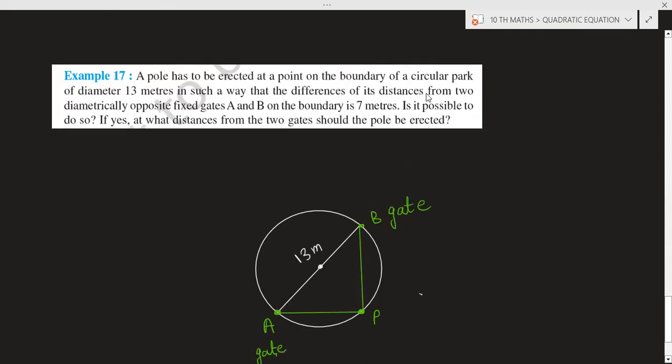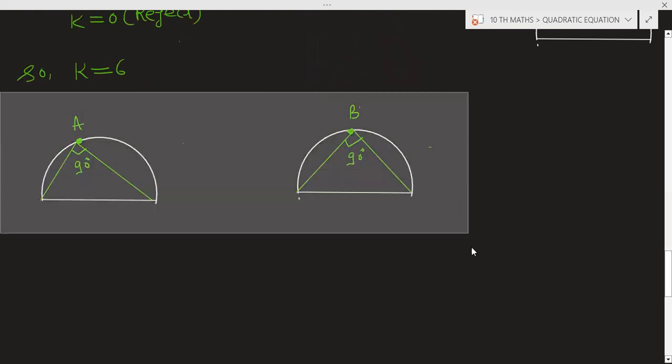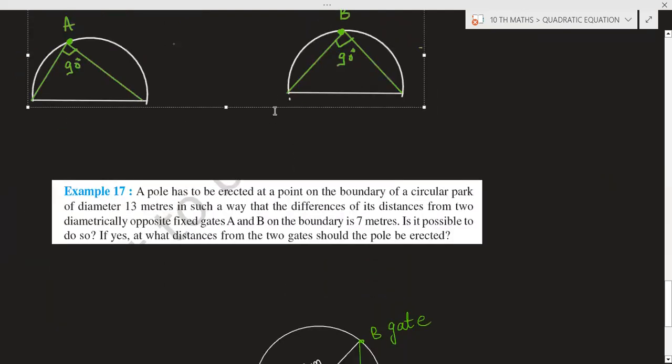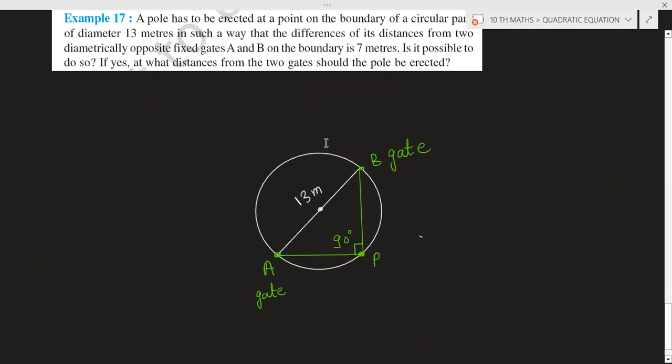The difference of its distances, its distance means the distance of the pole, from the two diametrically opposite gates A and B on the boundary is 7 meters. And remember, this angle I told you will be 90 degree. Is it or not? This angle will be 90 degree from this property. Yes, sir.